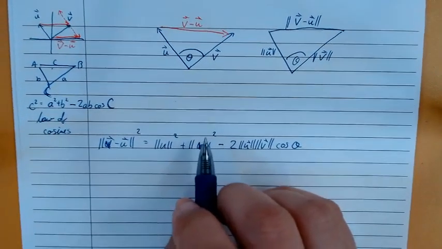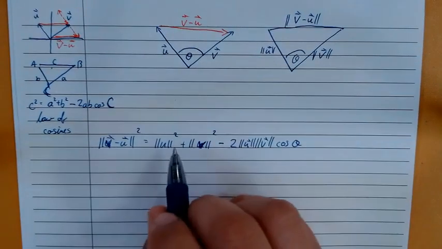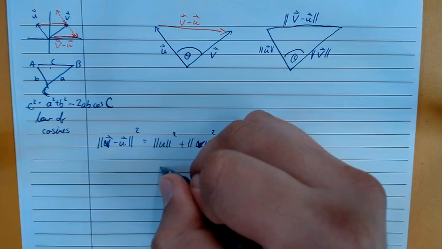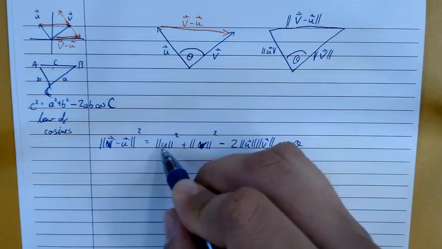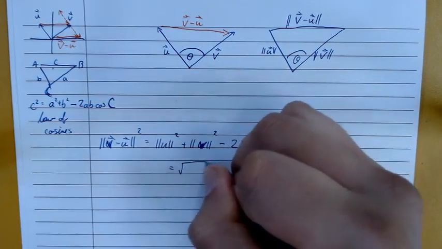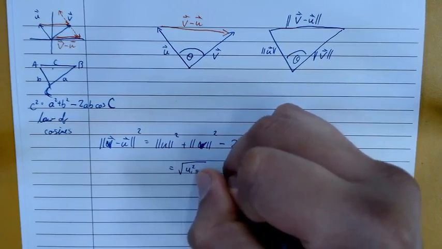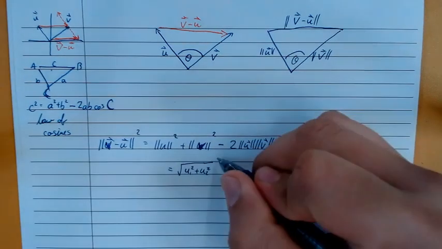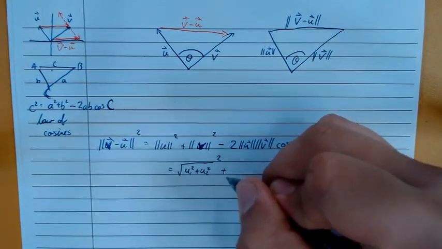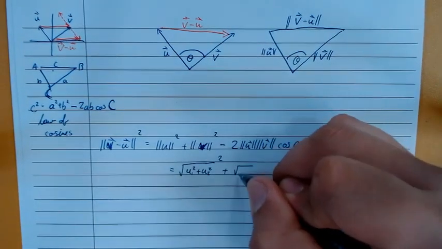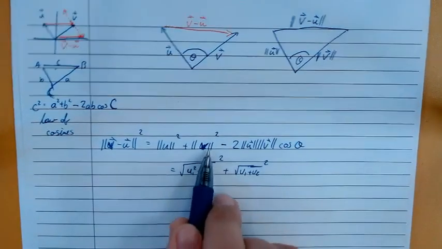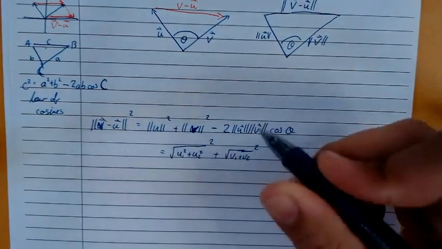Okay, so let's go ahead and expand some of this stuff out. After all, I know what these are. This is going to be the magnitude of u, which is the square root of u1 squared plus u2 squared. That's what we call the magnitude of u. Well, that's being squared. Plus the square root of v1 squared plus v2 squared, well, that's the magnitude of v with a square on it.